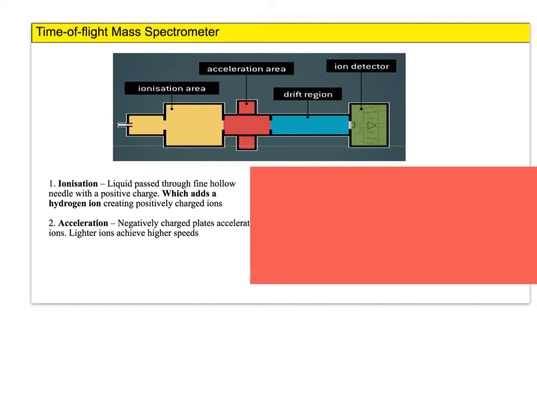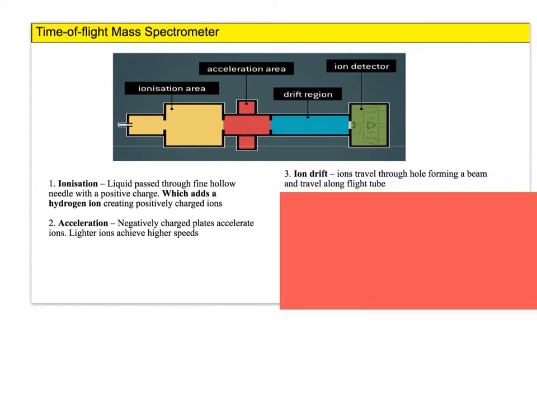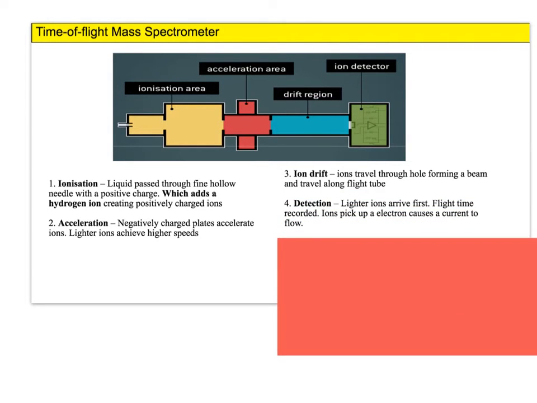Once they've got ionized and become positively charged, they then go into the acceleration area. There's nothing different to this as to what's in your books. They're accelerated by negatively charged plates. They then enter the drift region, so the ions travel through the holes, forming a beam and travel along the flight tube. This is where they separate. And then they hit the detector.